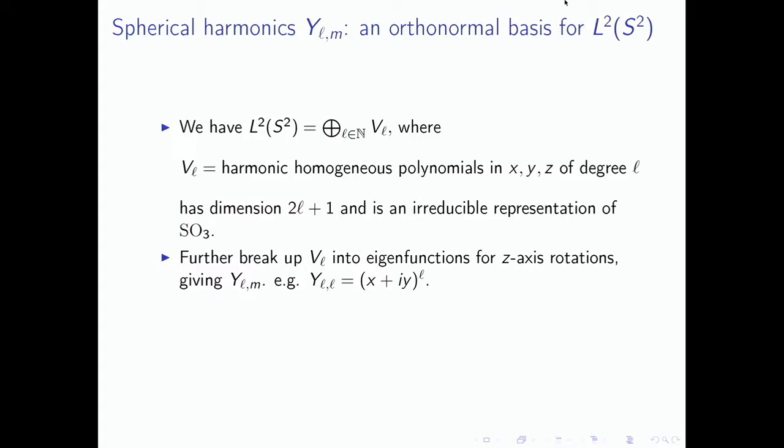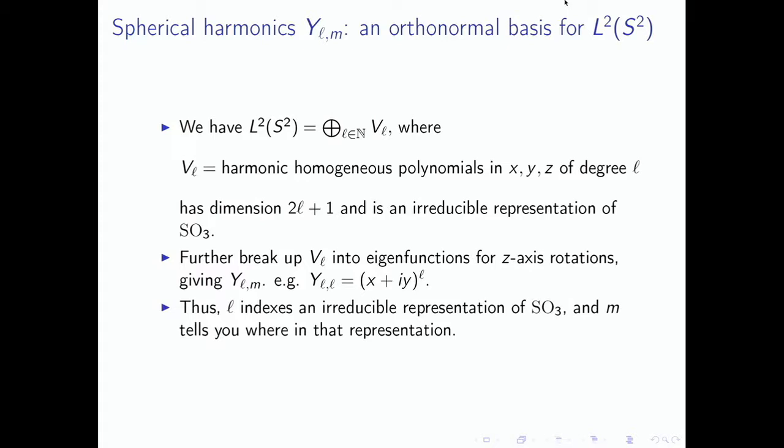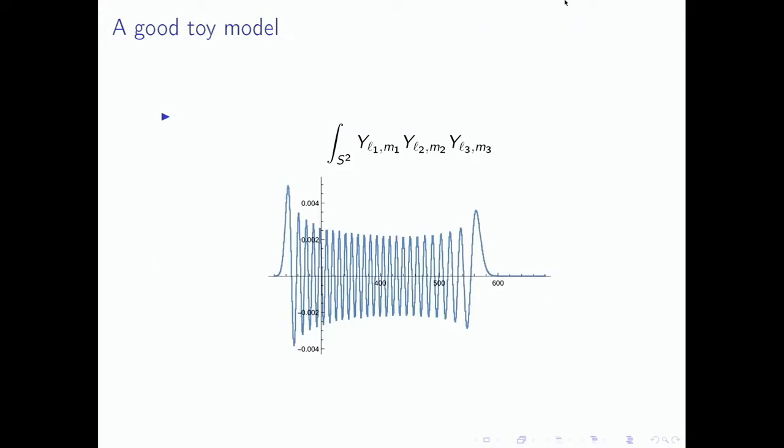Okay, so here's an example. This is a function of x, y, and z, but restricted to the 2-sphere, it's a spherical harmonic: x plus iy to the L. All you really need to remember is that there are two parameters for these spherical harmonics. The L parameter indexes an irreducible representation of the rotation group, and the M parameter is a kind of index within that representation. So it's a finer piece of information. So here's the problem I want to talk about. You take three spherical harmonics, multiply them, and integrate. There's not much point doing two, because they're orthonormal.